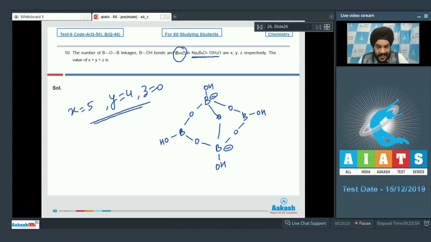Now, students, the examiner seems to be interested in the sum of X plus Y plus Z. So it means that the answer to question number 50 has to be reported as 9. So X plus Y plus Z will be equal to 9. So the correct answer to question number 50 is to be marked as 09.